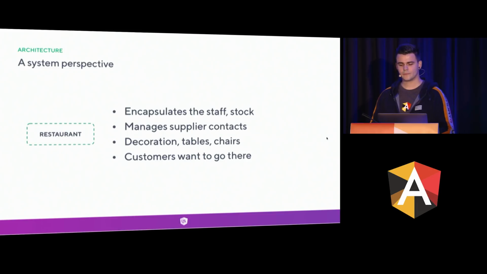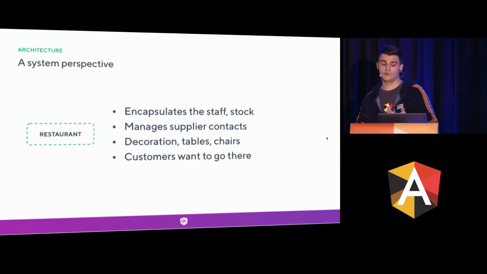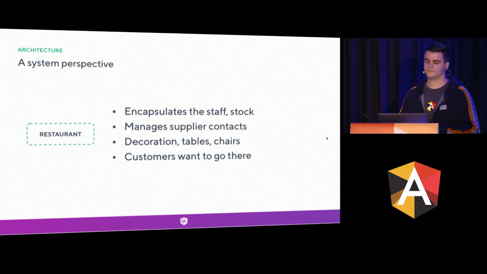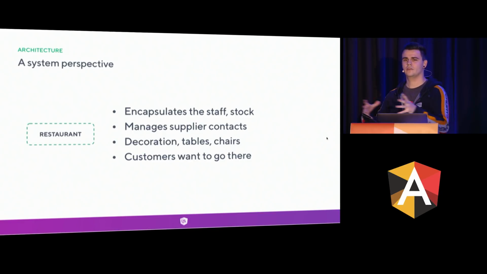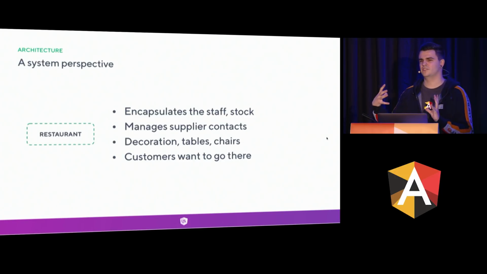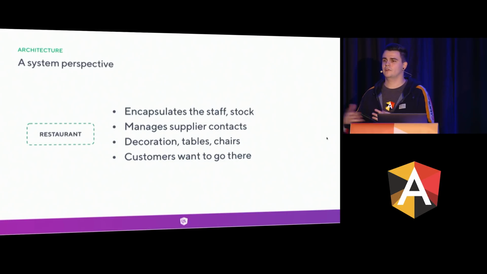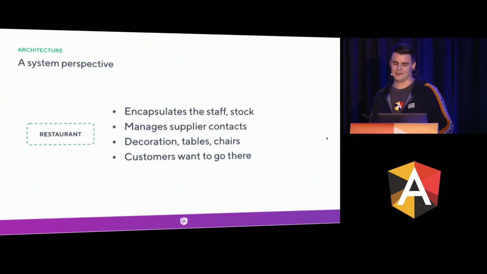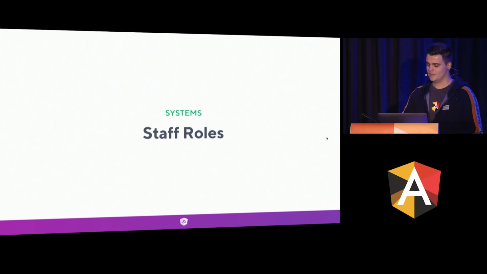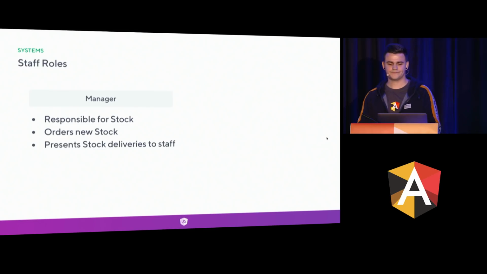So try and think as I go through these how we can apply them to that kind of thinking. The restaurant also manages the supplier contacts. You might say we have a drinks vendor, a food vendor, and they're different contacts. Then we've got things like decoration, tables and chairs, and you can think of all your services, directives, pipes, they all get bundled. So the restaurant is kind of a module if you think about it. And the most important thing is customers want to go there. At the end of the day, if we're building terrible apps, nobody's going to want to eat at our restaurant.